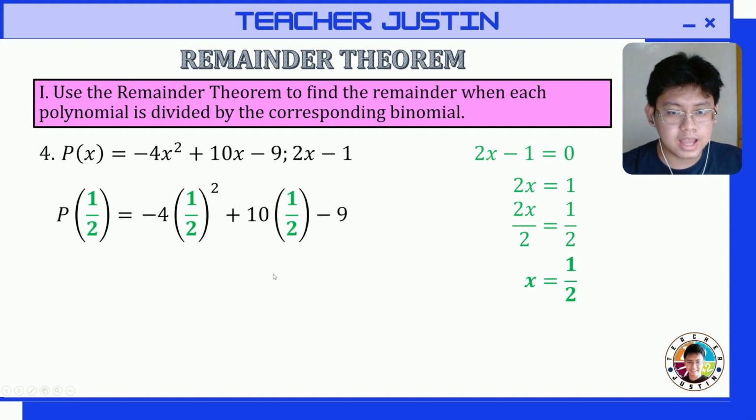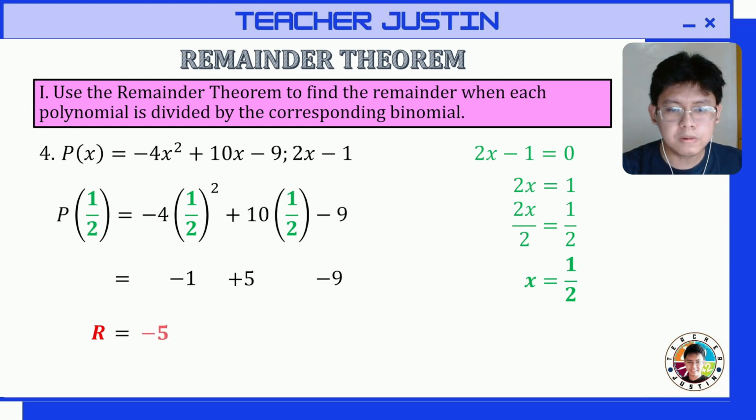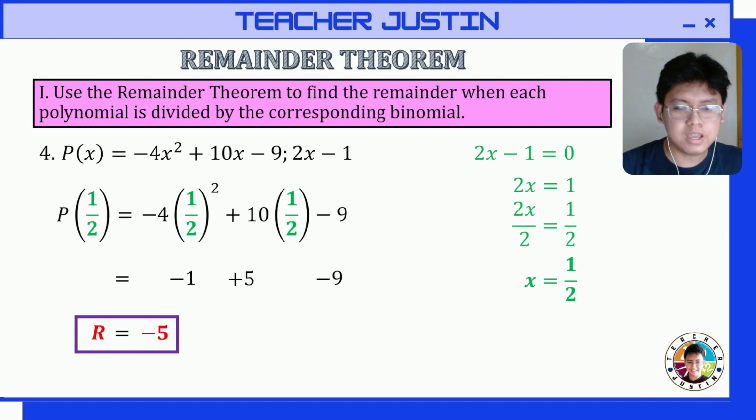Now, let's simplify each term. So, we will have 1/2 squared is 1 over 4 times negative 4 will be negative 1. Then, 10 times 1/2 is 5, and then we copy negative 9. So, we have negative 1 plus 5 minus 9. That will give us our remainder that is equal to negative 5. So, ang remainder natin when we divide this polynomial by our binomial 2x minus 1 will be equal to negative 5. And that's it. Ta-da!